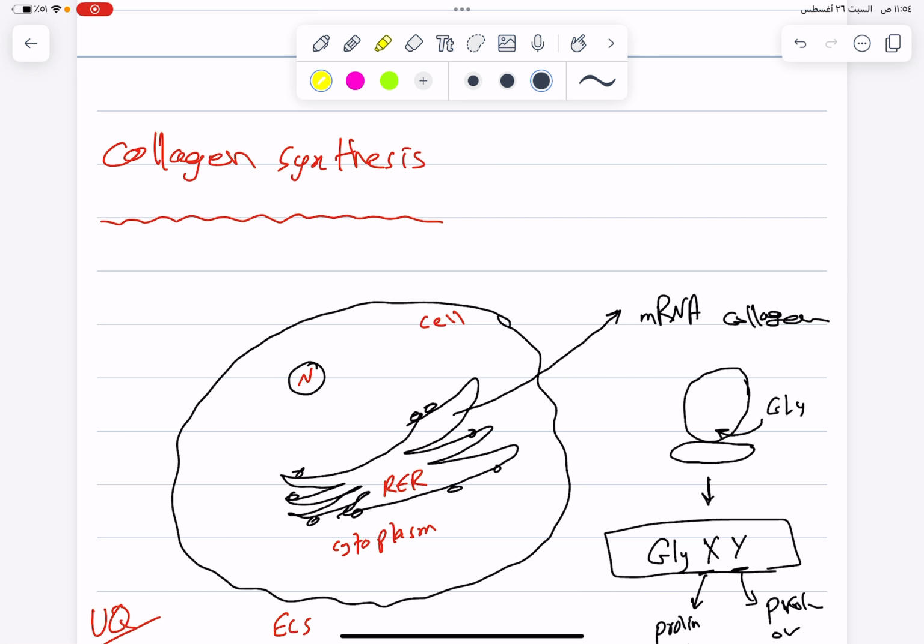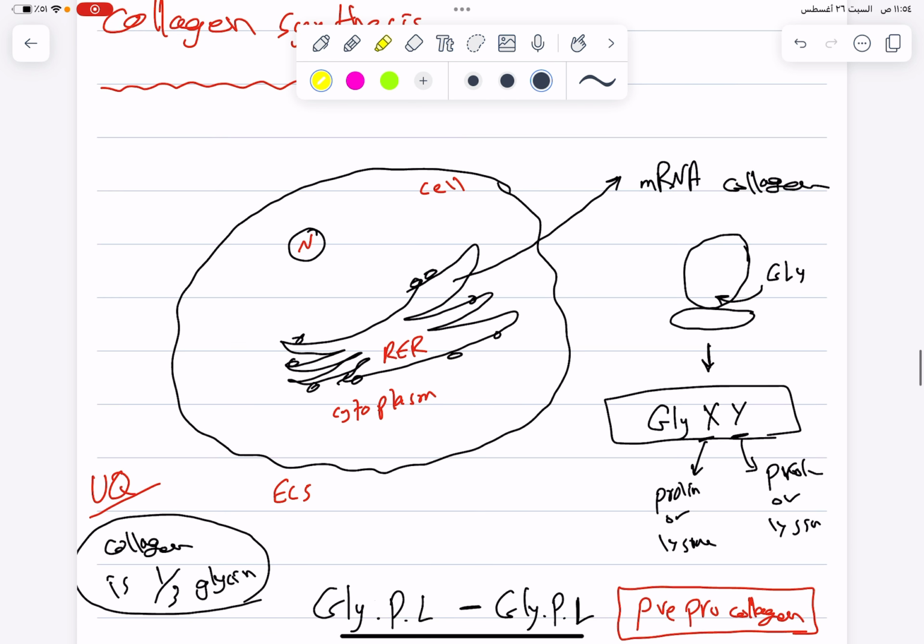I will explain a brief review of the steps of collagen synthesis and the disorder associated with a defect of each step. So basically we have here the cell, the nucleus, and the rough endoplasmic reticulum. The site where collagen synthesis begins is the rough endoplasmic reticulum in the cytoplasm. There is no step in the nucleus.